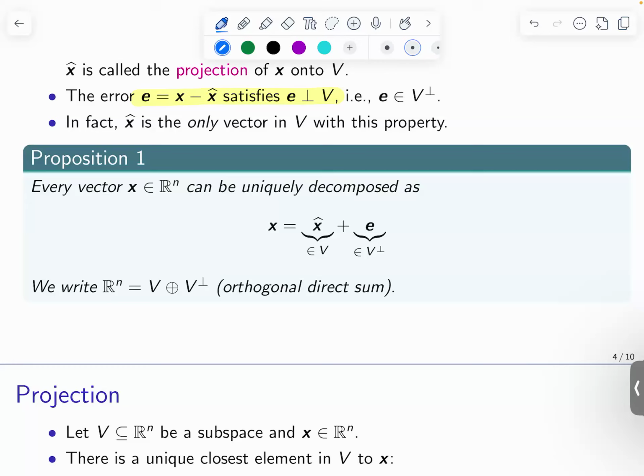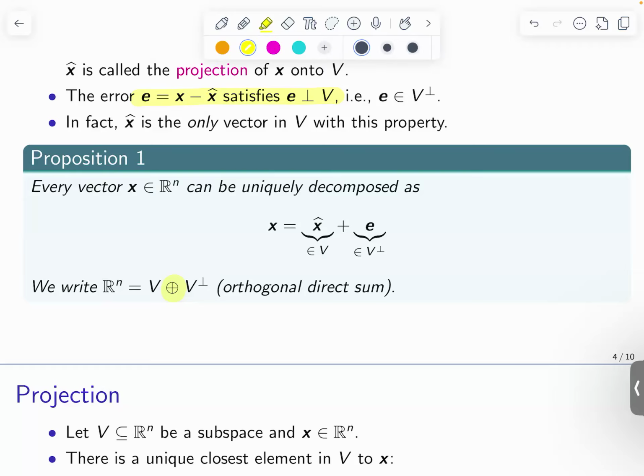And this is mnemonically written like this, and sometimes they call this symbol the orthogonal direct sum, or direct sum of two subspaces. We're not going to use it much, but if you end up looking at it in a more advanced linear algebra book, you might see this notation.